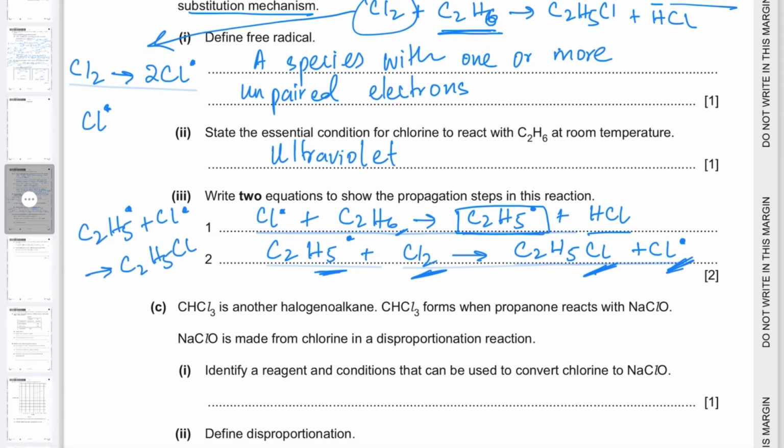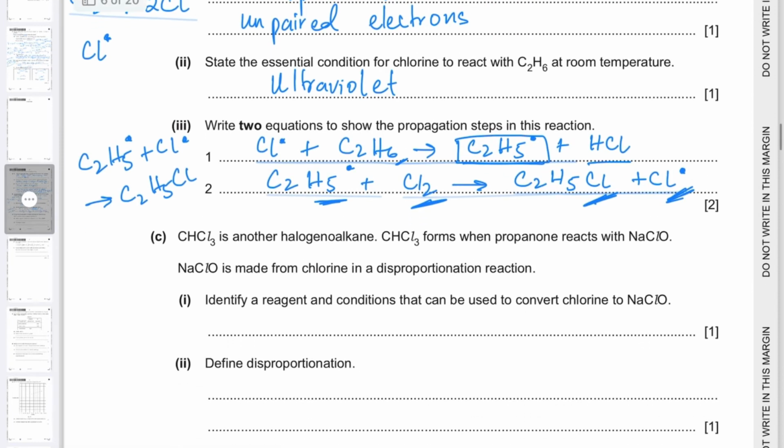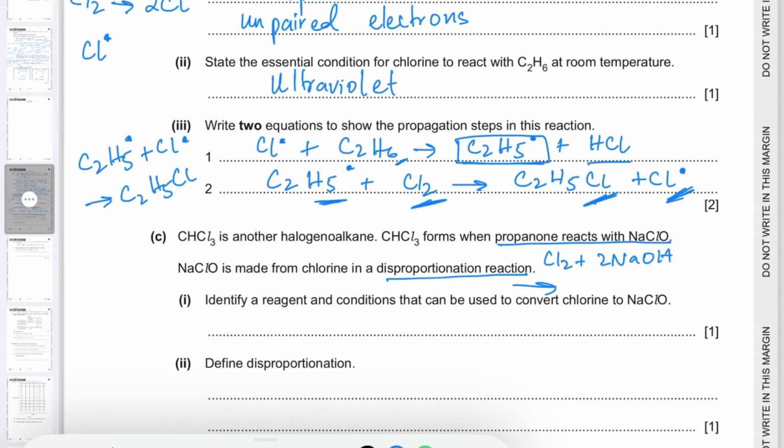Part C, trichloromethane is another halogenoalkane which forms when propanone reacts with sodium chlorate. Sodium chlorate is made from chlorine in a disproportionation reaction. Identify a reagent and conditions that can be used to convert chlorine to sodium chlorate. Well, this reaction in which chlorine reacts with sodium hydroxide to produce sodium chlorate has this equation, and it can be carried out using cold sodium hydroxide.